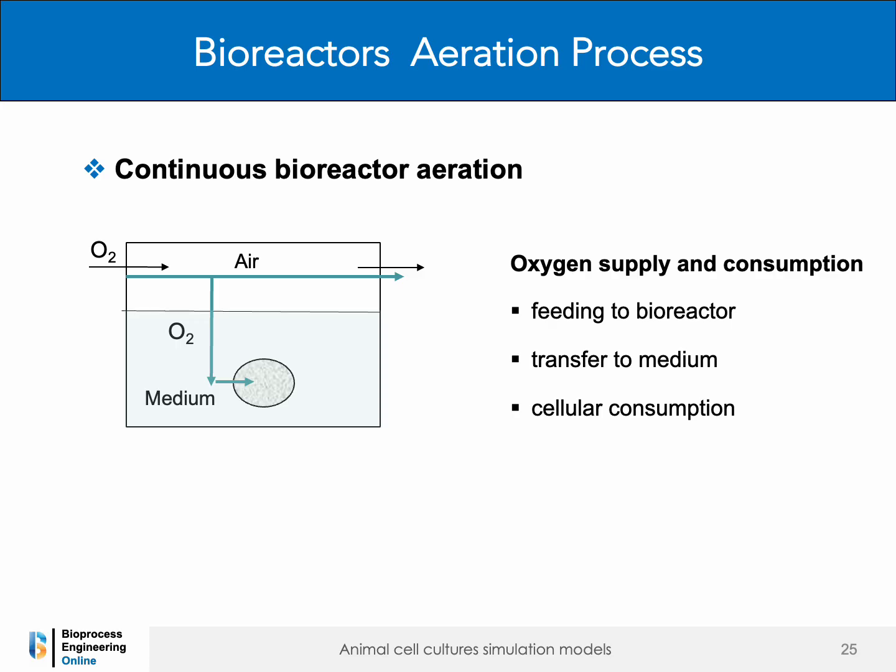Animal cell bioreactors are continuously aerated to supply the oxygen required for cellular metabolism. The oxygen transfer process can be divided into three stages. First, oxygen is introduced into the bioreactor through the aeration system. Second, oxygen is transferred from the gas bubbles into the liquid culture medium, where it dissolves. Finally, the cells consume the dissolved oxygen to support respiration, growth, and recombinant protein production.